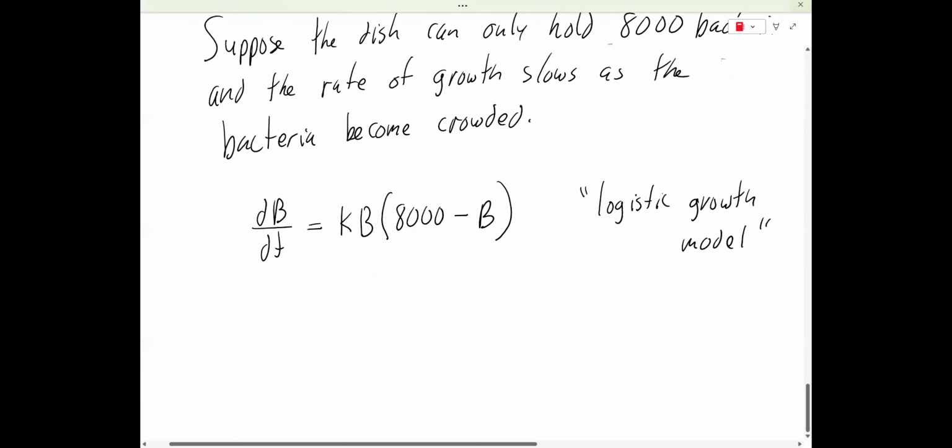Now let's suppose a couple of things. Let's suppose again we start with 1 bacteria, so B of 0 is equal to 1. And this time a little different initial condition here.